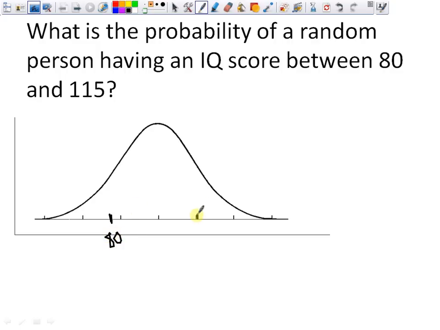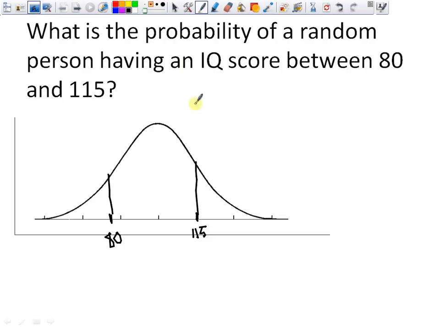And 115. 115 is exactly right here. And we're trying to find the probability of being in between these two. So we're not going into either tail. We're trying to find this percentage right here. It's hard to tell whether it's greater than or less than 50% based on the drawing that we have here.